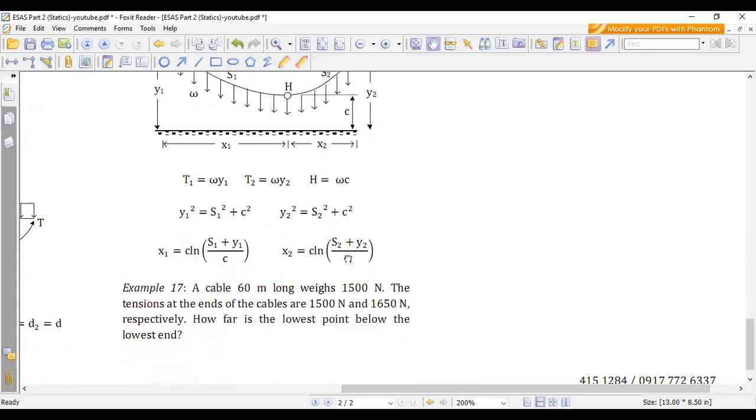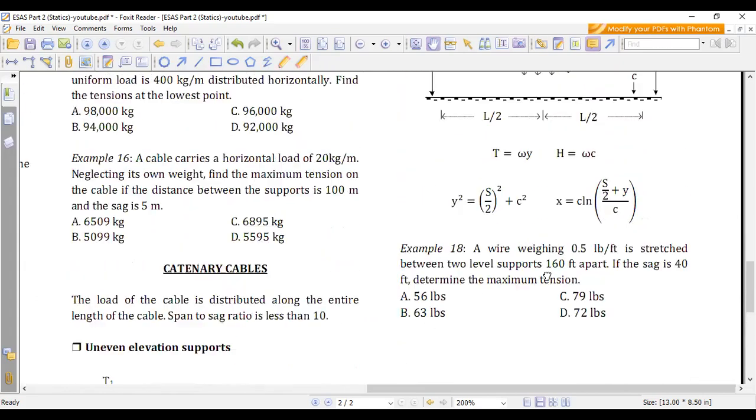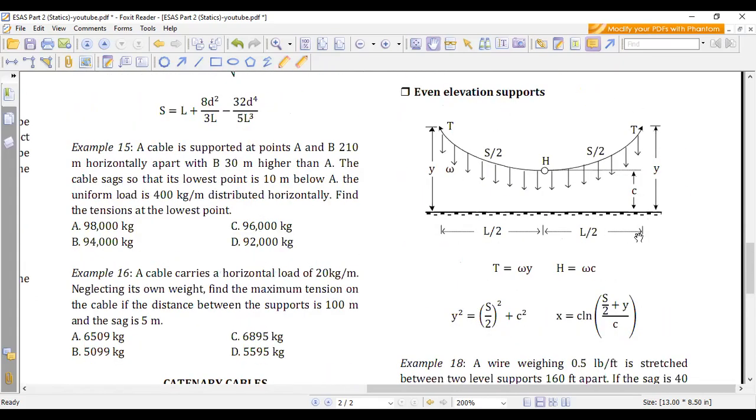Okay, and then we have the second type, the even elevation of supports. As you can see, for even elevation the variables are symmetrical. So tension T would also be the same tension, and the length of the cable S is also half of the entire length S. And then instead of x1 and x2, we have length over 2 and length over 2. And then we have here the formulas.